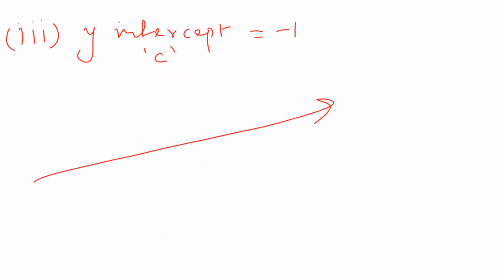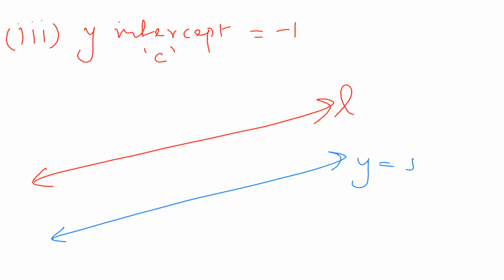Fine. So y-intercept is minus 1. So c is minus 1. And our needed line, so let this be the line L, is parallel to some other line. It is parallel to which line? It is parallel to y is equal to 5x minus 7. So the line L is the line whose equation we require, but then line L is parallel to y is equal to 5x minus 7.